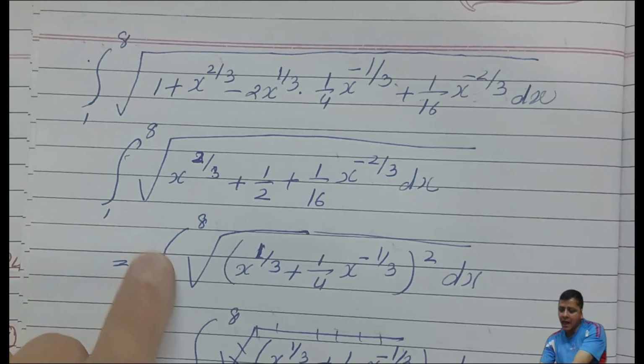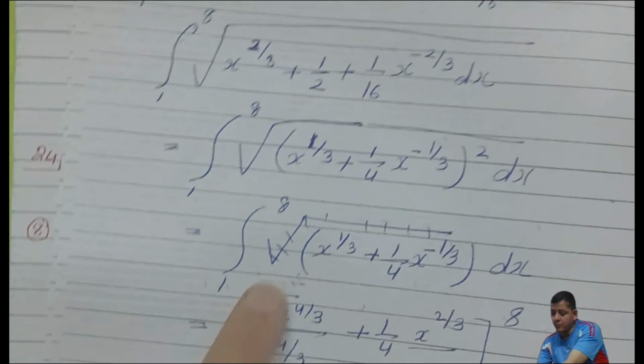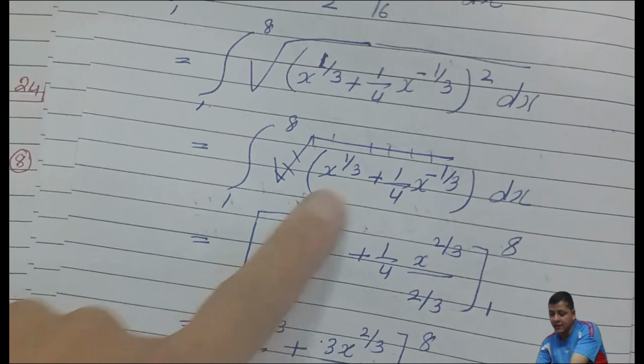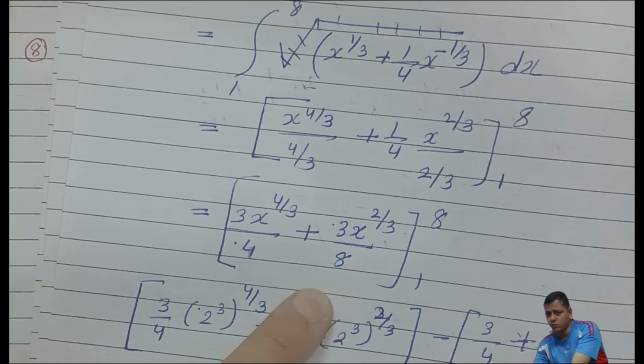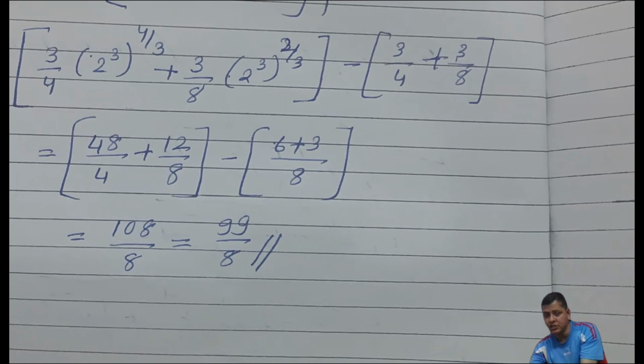Means you have added this one to that piece after integrating, and then after adding and subtracting whatever has to be done, you got these results. Then you went for further simplification, removing the root with the help of square, and then you got this, and then you integrated it. After integration, you have limits. That's why with the limits, you substituted 8 and 1, and then you subtracted to get the value. Finally, you got this answer, 99 by 8.